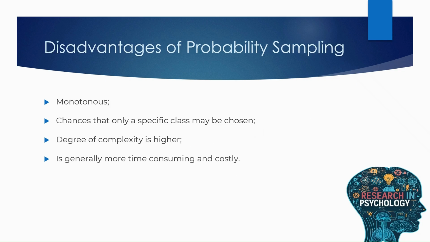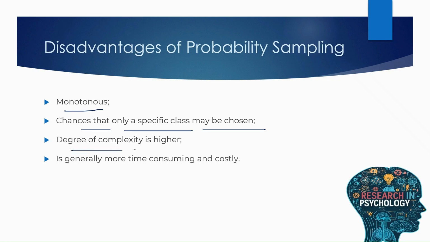They have certain disadvantages also, which is that it is very monotonous. It's very boring to keep on choosing randomly, selecting. Sometimes it can get monotonous for the researcher also. There is a chance that only a very specific class may be chosen. Now this is random. You were not doing anything deliberately. Even then it is possible that a particular class is being chosen every time. But you cannot change that, because then that would change the probability. So there is a specific chance that only a certain class may be chosen every time.